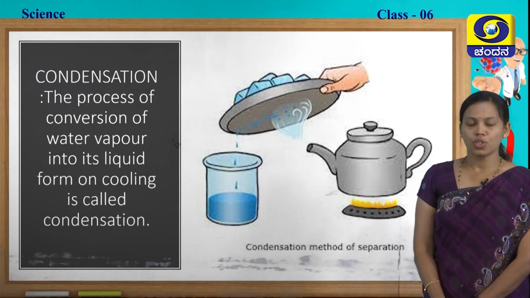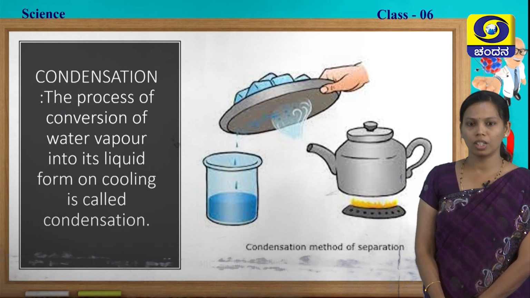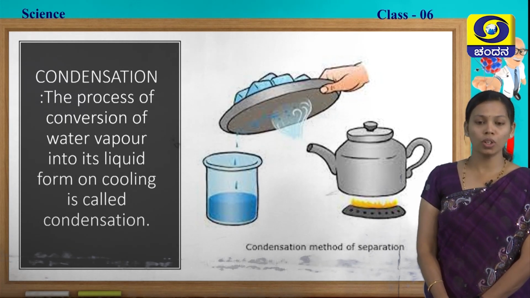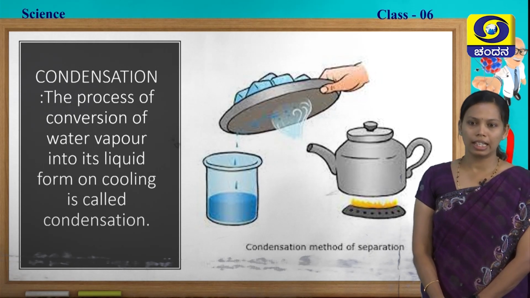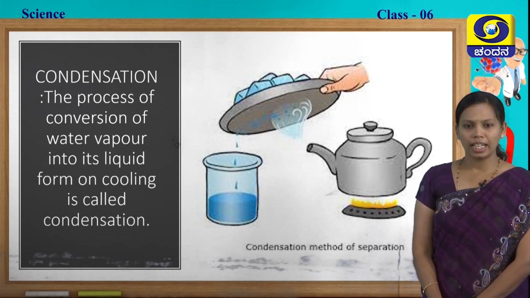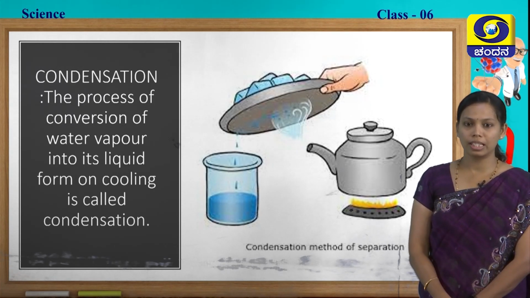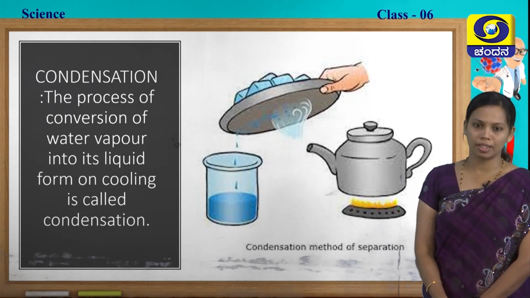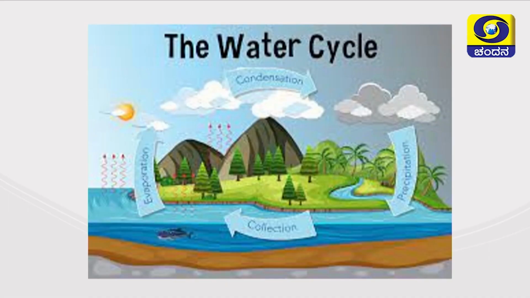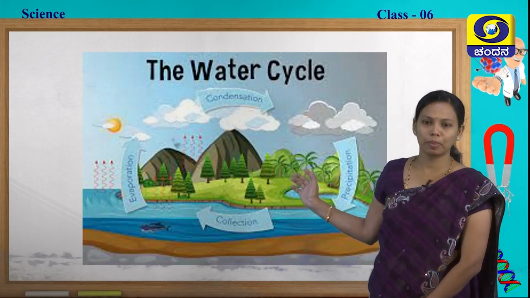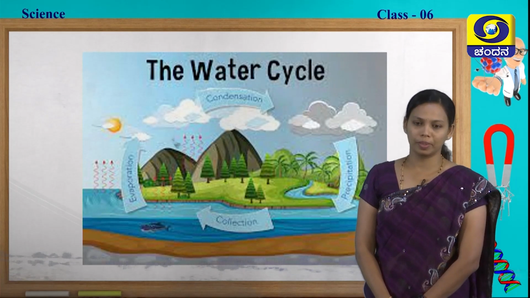The process of conversion of water vapor into its liquid form on cooling is called condensation. In our daily life, we can see condensation and evaporation processes in most of the instances. For example, look at the picture now. It is nothing but the water cycle.